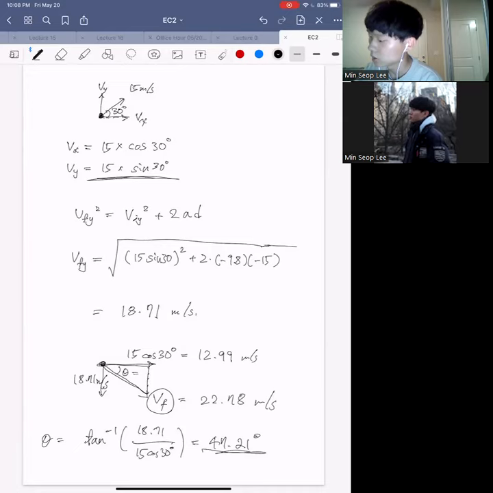So it's actually negative, in fact, because it's below the land, but the magnitude would be 47.21 degrees. So the answer would be 22.78 meters per second, going in the southeast direction. And the angle would be 47.21 degrees below the land.